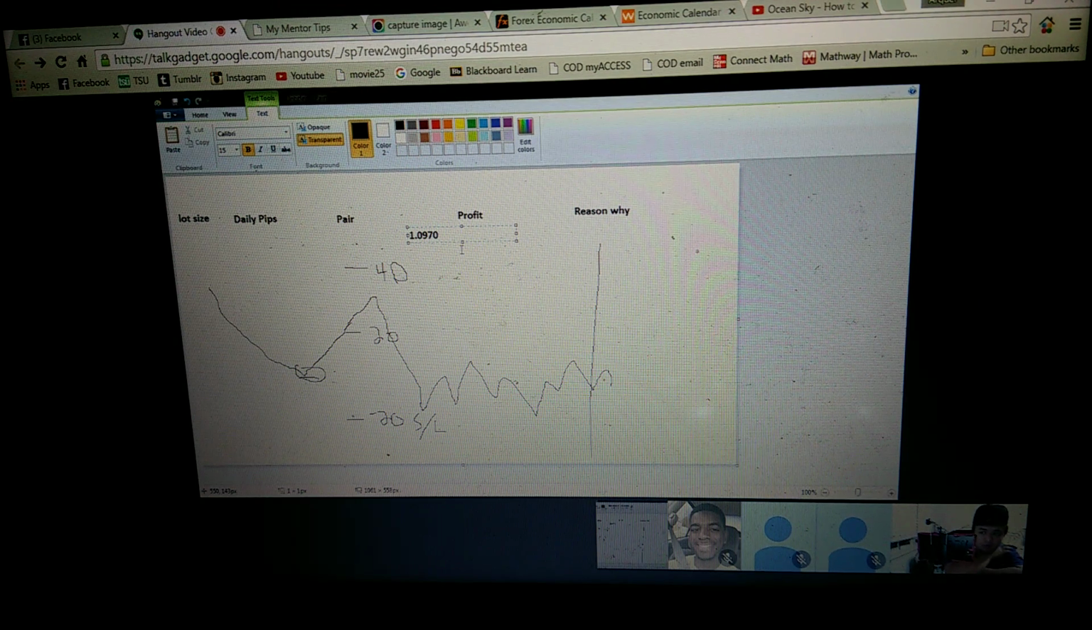It tells you where to put the stop losses though. And that's what it means. SL just means stop loss. And TP just means take profit.